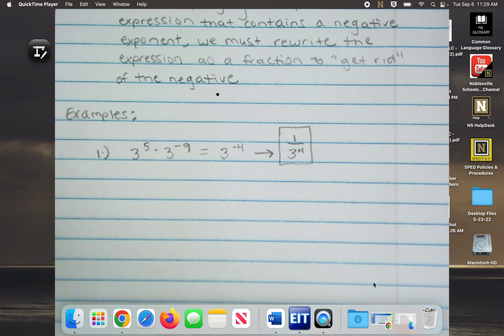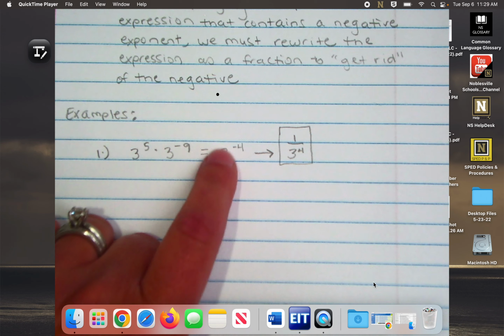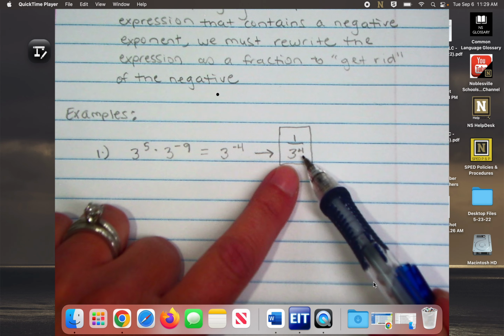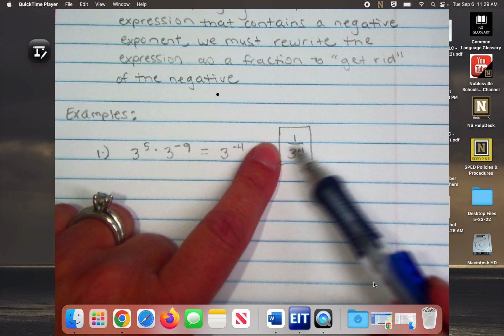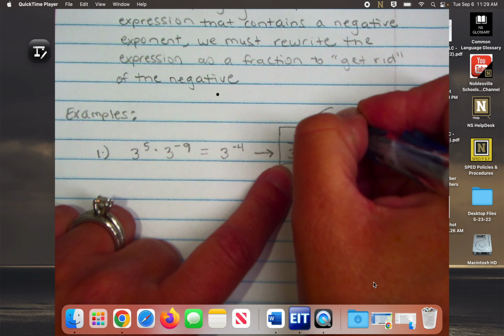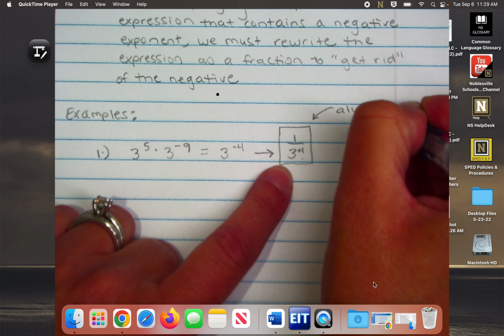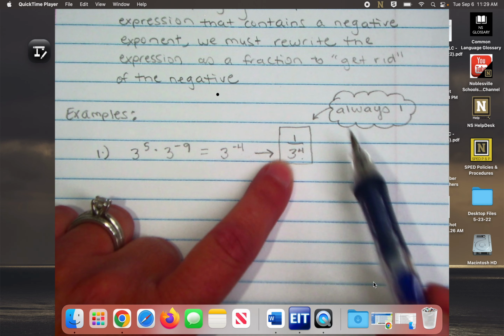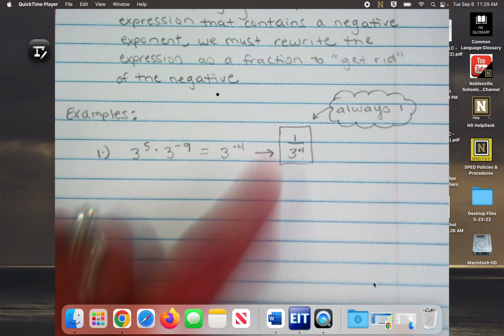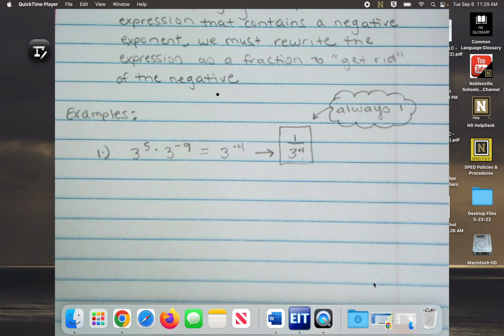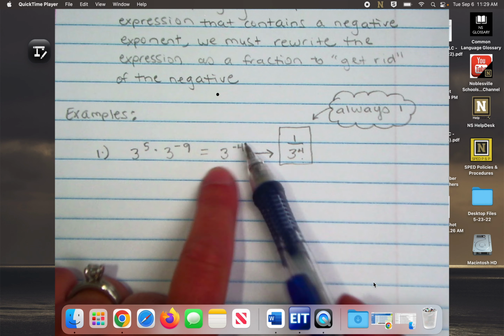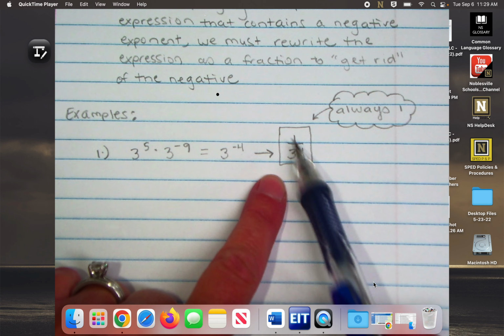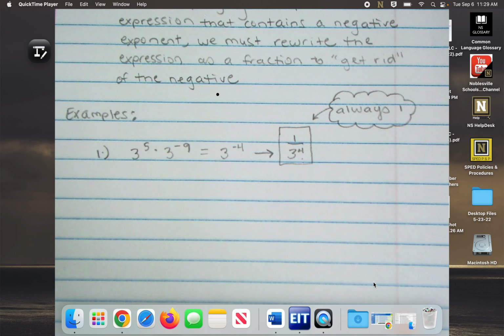Okay, so we rewrote it as a fraction, right? Now our exponent is no longer negative. 1 will always be the numerator in this situation. So these two values are exactly the same. 3 to the negative fourth is equivalent to 1 over 3 to the fourth. So I'm going to show you how that works.